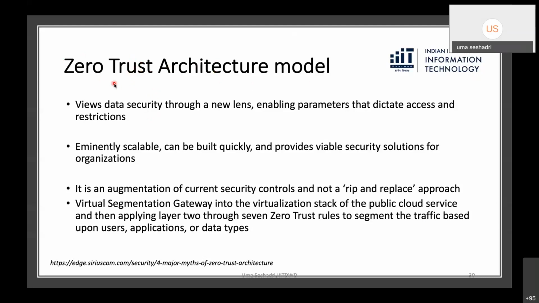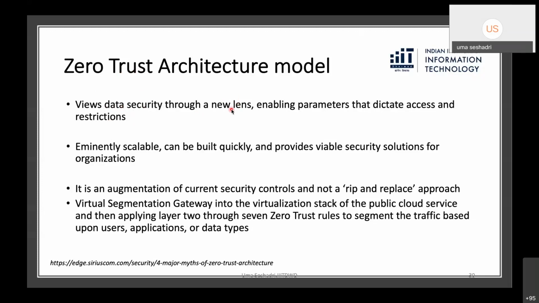So use access management, identity management, access control, or privileges management to create the access for users, rather than simply trusting the individuals or the employees of the organization. In zero trust architecture, it views data security through a new lens. It doesn't take for granted that all employees are trusted employees in the organization.